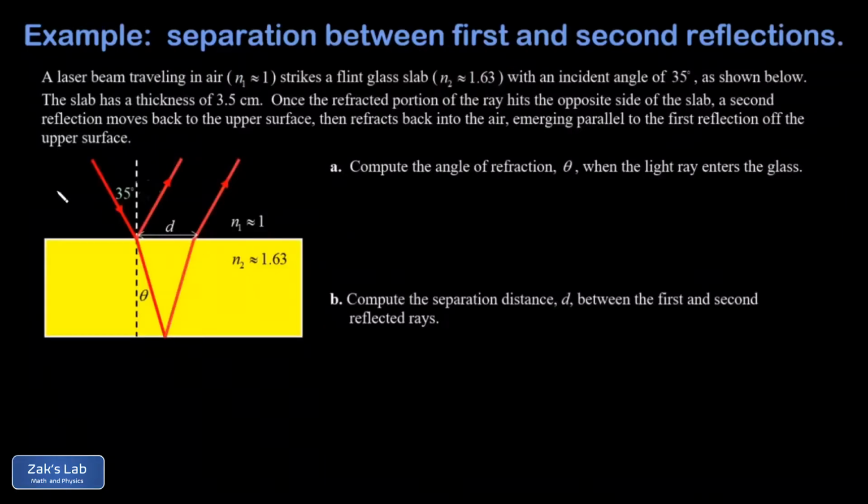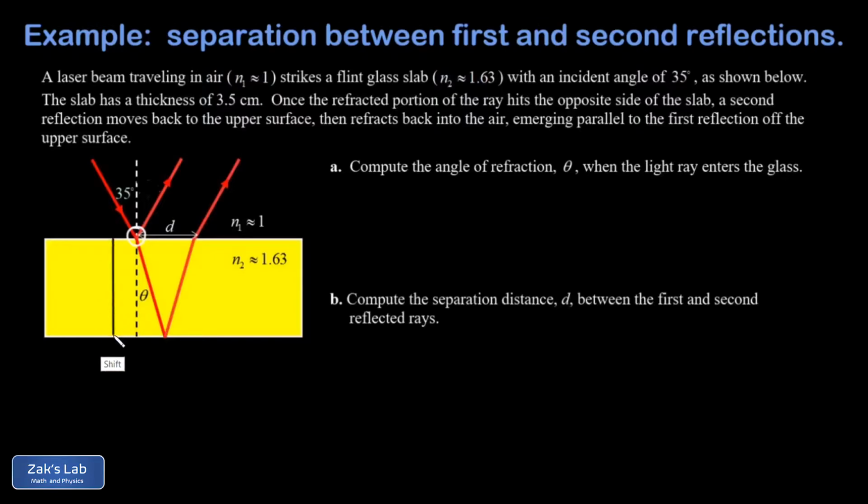In this video, we're looking at reflections off a slab of flint glass. So I have a laser beam with an incident angle of 35 degrees. It strikes the glass right at this interface. And the first reflection comes off of that surface, but part of the beam is also refracted into the glass.